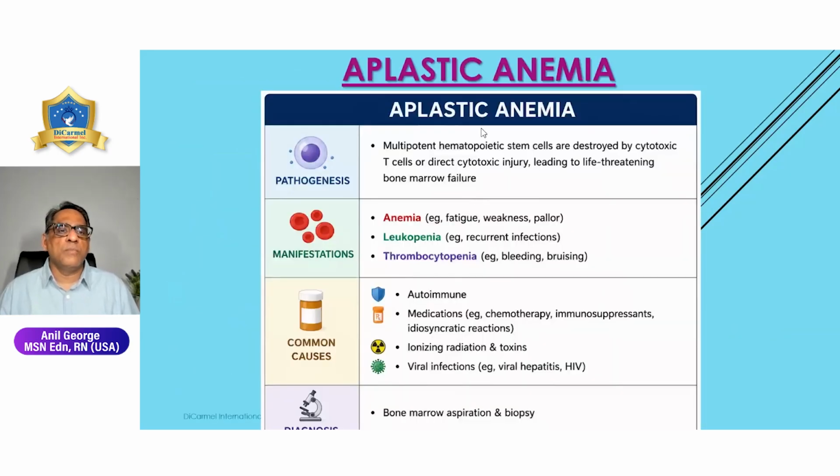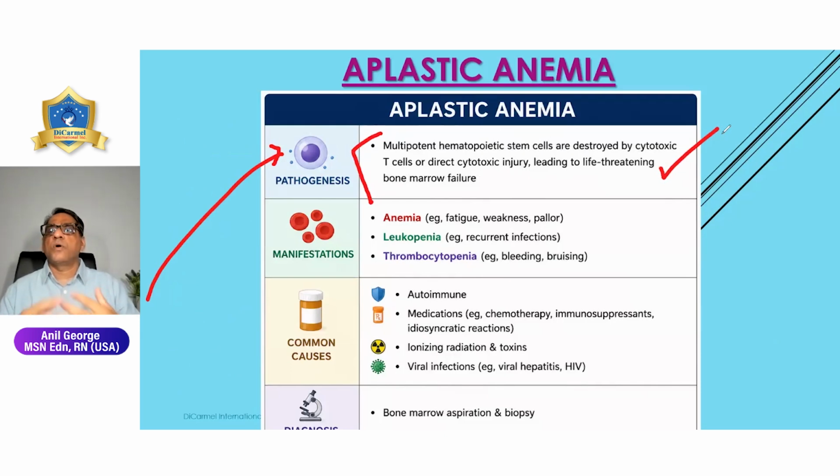So this is a briefing of what we just heard there. Again, the pathogenesis: the multipotent hematopoietic stem cells are destroyed by the cytotoxic T cells or direct cytotoxic injury, which leads to life-threatening bone marrow failure. You don't have to explain, but just understand it's a bone marrow failure, which causes the bone marrow depression and the pancytopenia. They can present with the anemia, with the fatigue, weakness, pallor, leukopenia with the recurrent infection, thrombocytopenia with the bleeding, bruising.